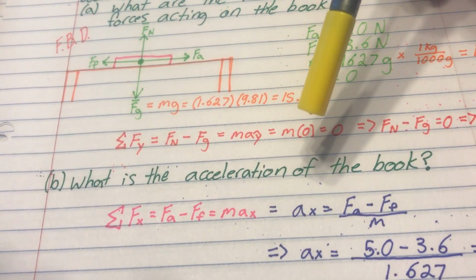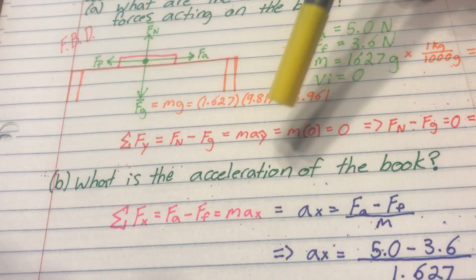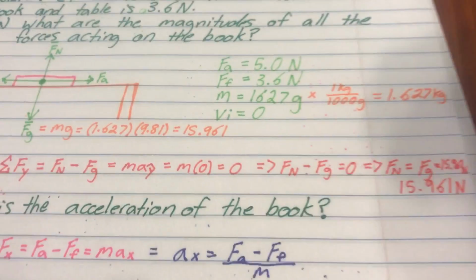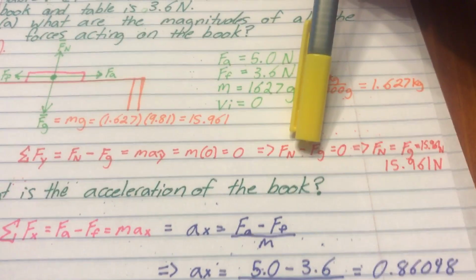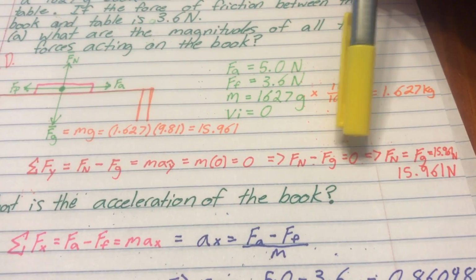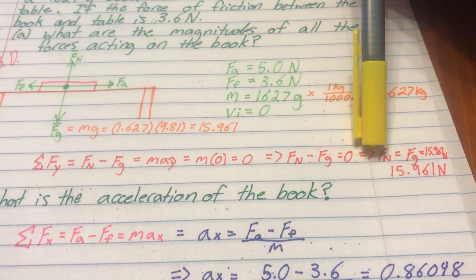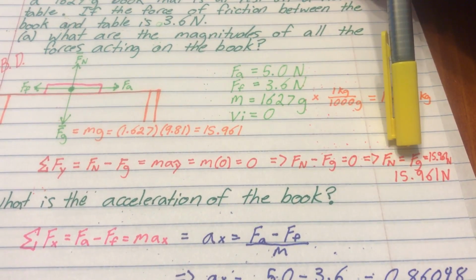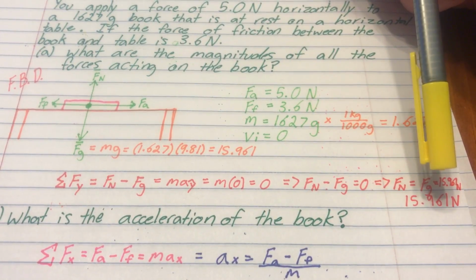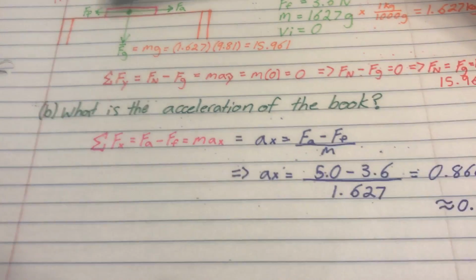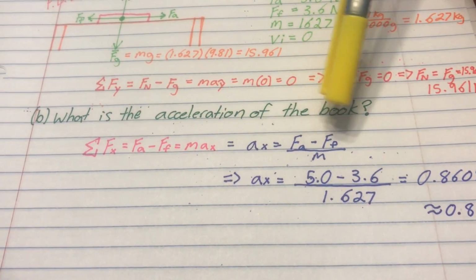And the acceleration in the y direction is 0, so anything times 0 is 0, which gave me the normal force minus the force of gravity equals 0, which led me to the normal force equals the force of gravity, which equals 15.961 newtons. The second part of this problem is, what is the acceleration of the book?